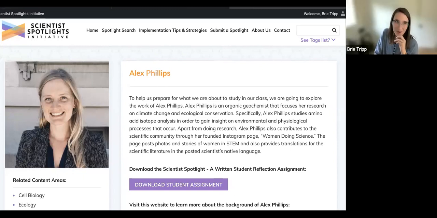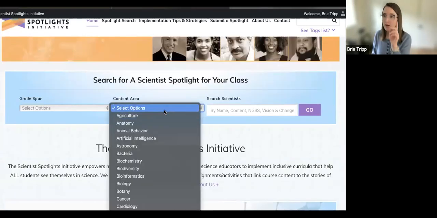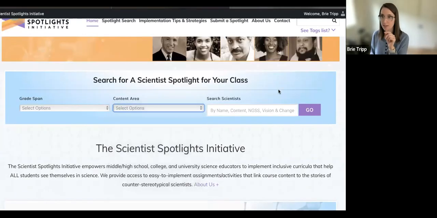Yeah. We're actually going to spend the next 7 minutes just exploring the website. But try clearing your cache, Susan. So you can then go back to the home page and you can filter by whatever content area. Now, I will say it's easier to find Scientist Spotlights that will fit the content in your course if you make your filters more general.